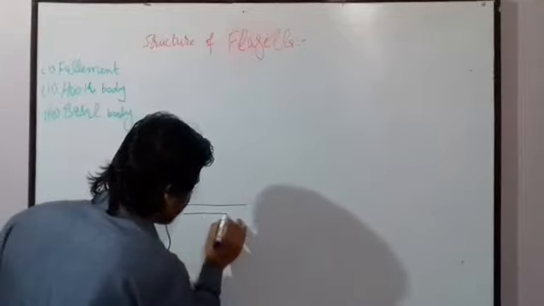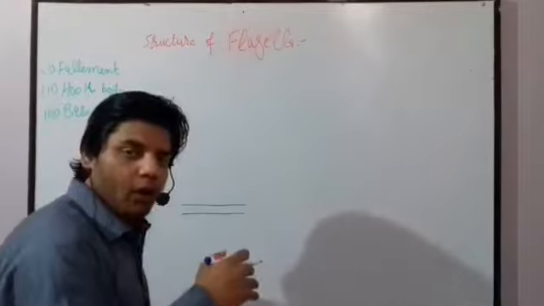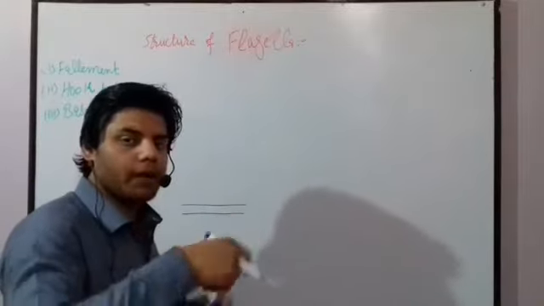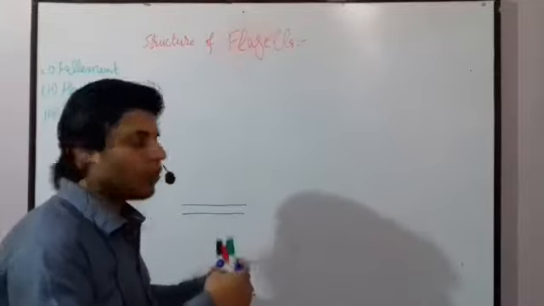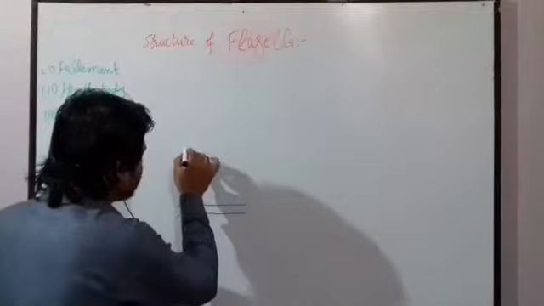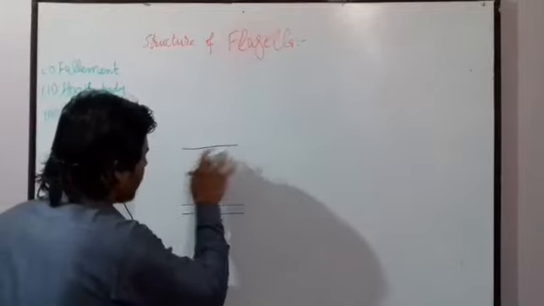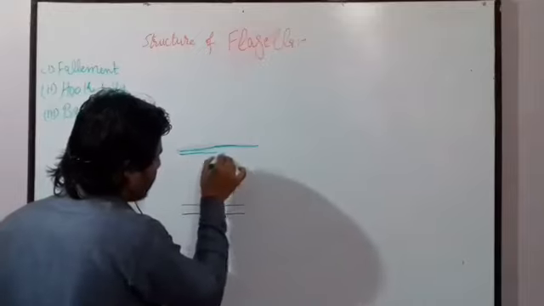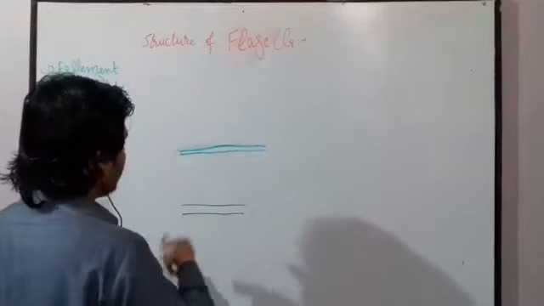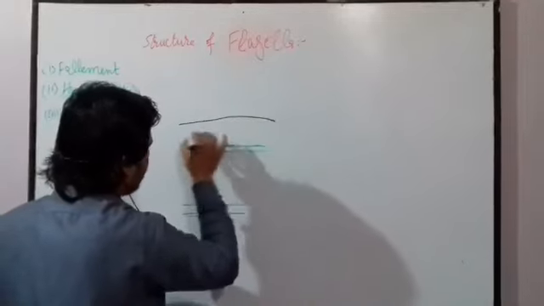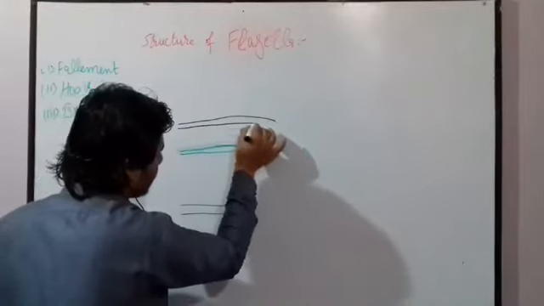Let's suppose this is the inner membrane, because all of you know that gram-negative bacteria have two membranes. One we call the outer and the other we call the inner membrane. So this is the inner membrane, and this is the peptidoglycan layer. After that we have the outer membrane.